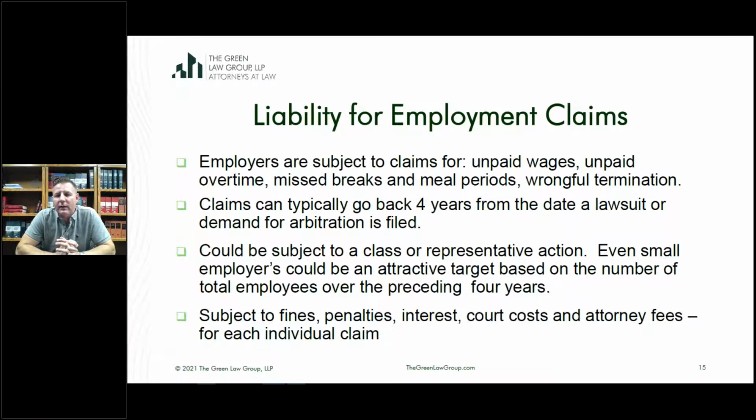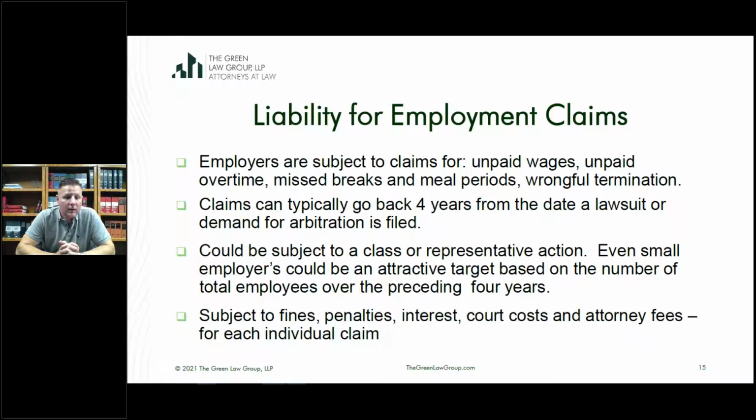So generally speaking, an employee can bring an employment-related claim within 4 years of filing the lawsuit. So it's important to note that if you terminate an employee a year and a half ago, that doesn't necessarily mean that employee is not going to pop up and all of a sudden file a lawsuit for unpaid wages. So it's important that you generally keep documents for at least 4 years, so that you can defend any claim that is brought.